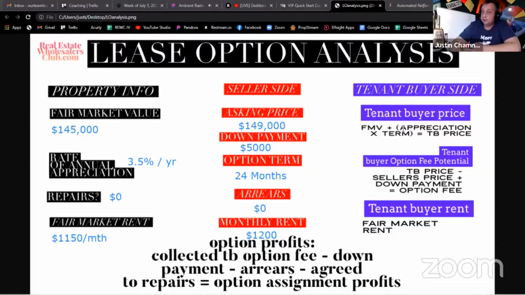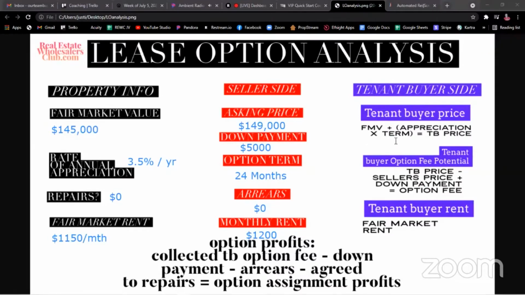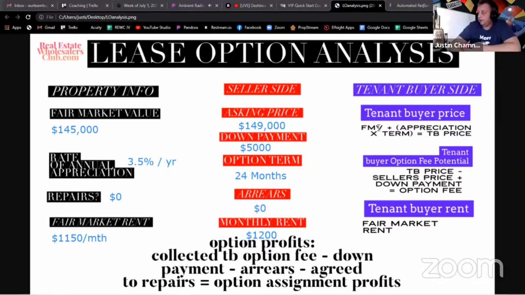There is a law in algebra. I know I'm not a math guy. Trust me, I'm not. But I do need to know a little bit of math. Appreciation. So the law in algebra is that when you see a formula like this, you always do the calculation inside the parentheses first. Okay. So let's do that first. Appreciation times the term. Okay. What's the rate of appreciation? 3.5% times the term. It's annual. So 24 months is 2 years. So what's 2 times 3.5? Okay. 7. Yeah. All right. Now what's fair market value?